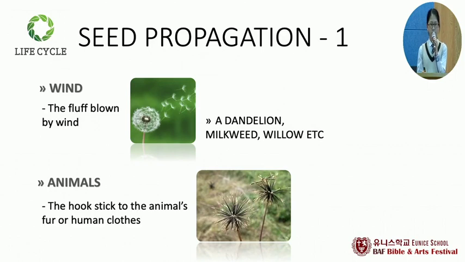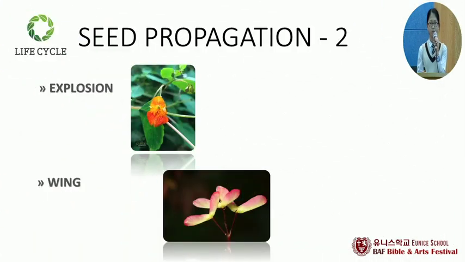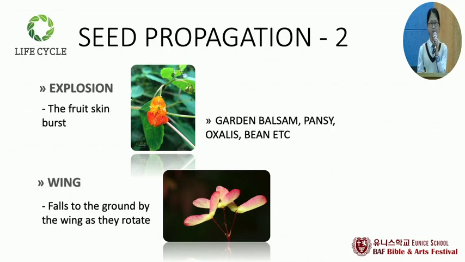And some plants have hooks, so they hang on animals' fur or human clothes for their reproduction. Spanish needles, a kind of cosmos plant, cucumber, and burdock are in this category. Some plants have skin burrs so that the seeds would be reproduced. An example of this is garden balsam, a pansy, an oxalis, and bean. Some plants have wings, so they fall to the ground to reproduce. The fruit of the maple tree has wings, so they fall to the ground as they rotate. Ailanthus is a representative example of this too.